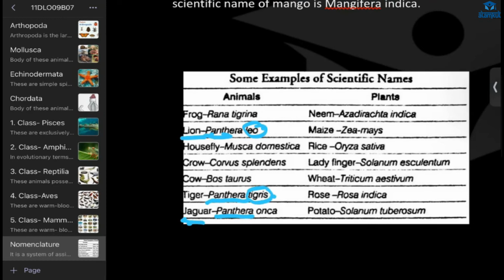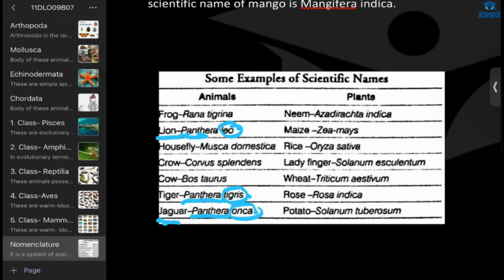For plant, the same thing, binomial naming. Here also we have neem, Azadirachta indica. Maize, Zea mays. Rice, Oryza sativa. Lady's finger, Abelmoschus esculentus. Wheat, Triticum aestivum. Rose, Rosa indica. Potato, Solanum tuberosum. This potato and tomato, they belong to same genus, but different species.